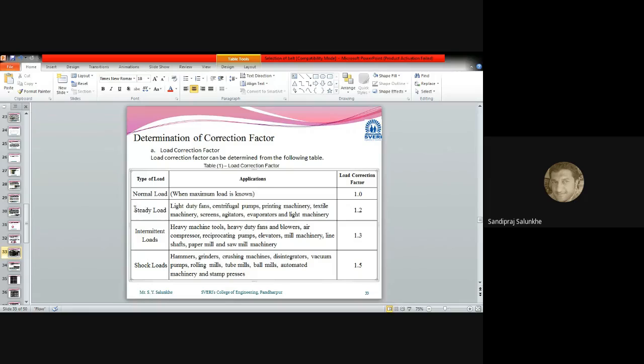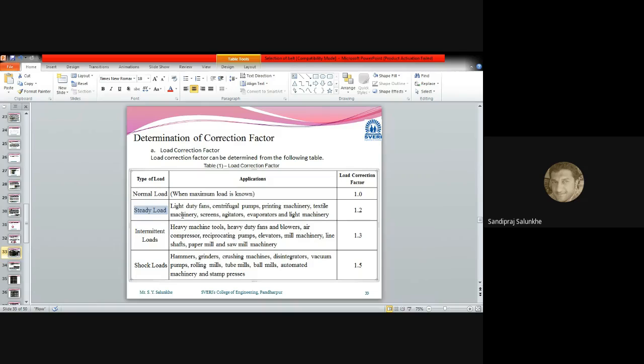Now, in case of this steady load, which applications are coming? Like light duty fans which are used for industrial purposes, and centrifugal pumps, the pumps which we are using for lifting of water from a well or from a river. These centrifugal pumps are mainly used in the process industry, or what we call chemical industries. Then printing machinery, that is an application where belts are used.